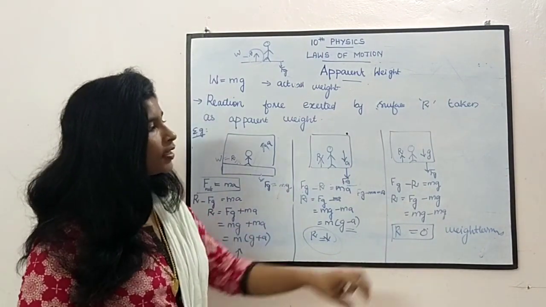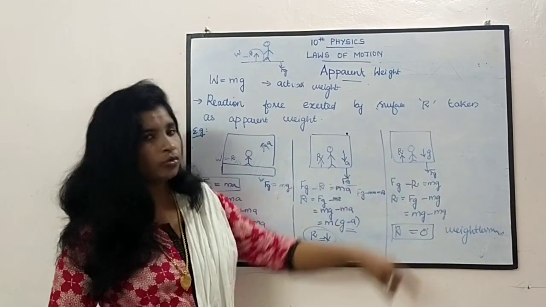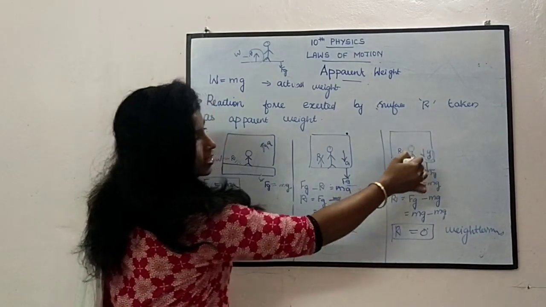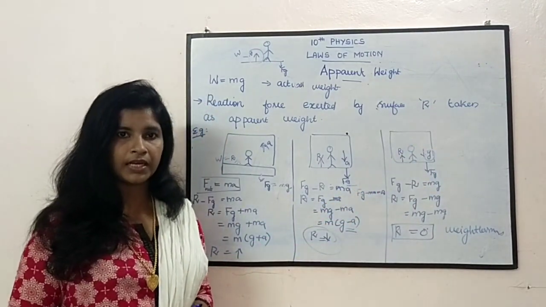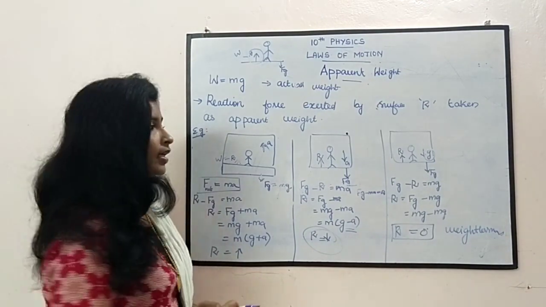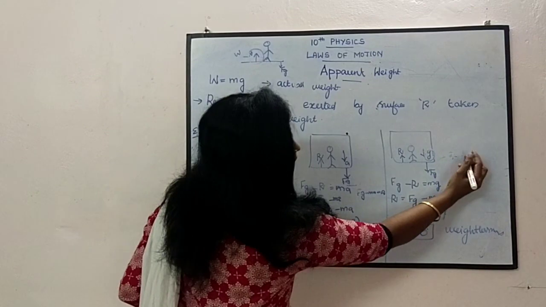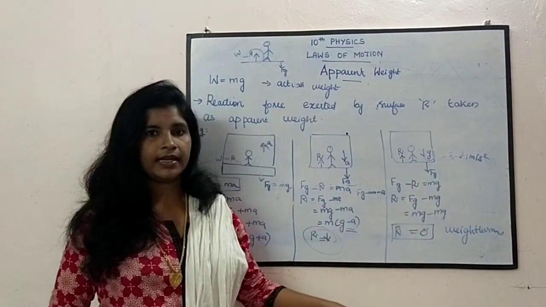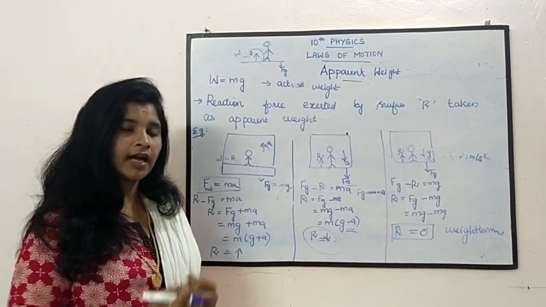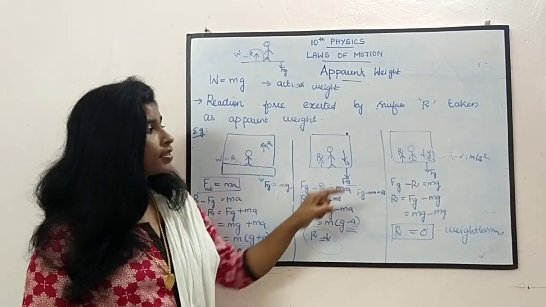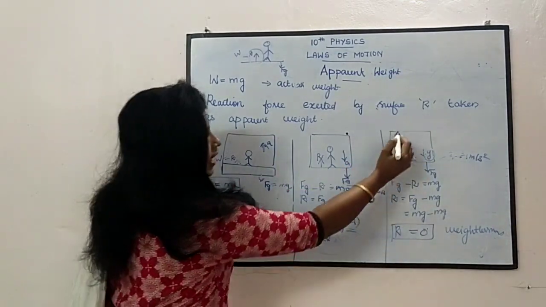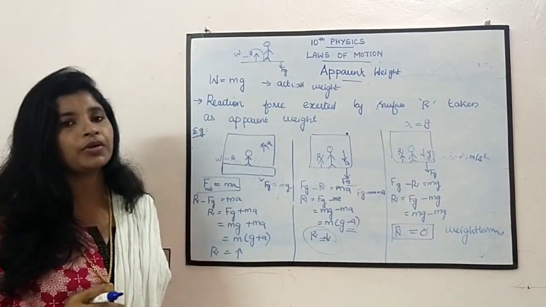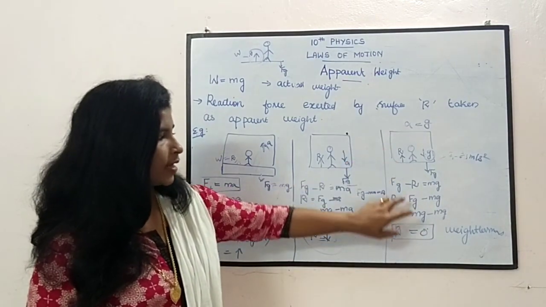Then the third case, the man is moving downward with an acceleration equal to acceleration due to gravity. What is acceleration due to gravity? 9.81 meter per second square. In this case it is accelerating at that same rate, the acceleration due to gravity. So when a is equal to g, understand? When the acceleration of the movement is equal to acceleration due to gravity, see what happens at that time.